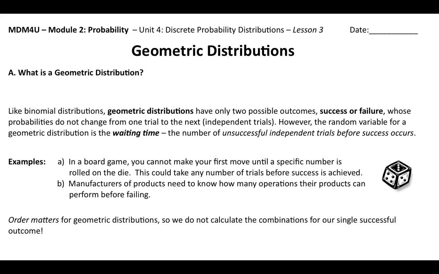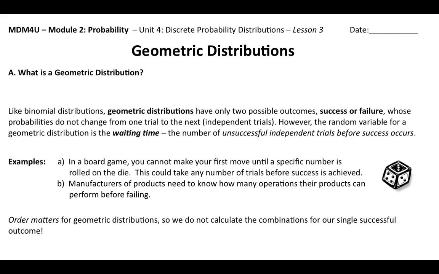Like binomial distributions, geometric distributions have only two outcomes, success or failure. We're going to call them P and Q, just like we did before. They don't change from one trial to the next, so they're independent. However, the random variable for a geometric distribution isn't the number of successes. You know how P of 0 would be the probability of no successes, and P of 5 would be the probability of 5 successes. Here, when we do P of 3, they're saying what's the probability of 3 unsuccessful trials before you get success on the fourth. So it's a little bit different.